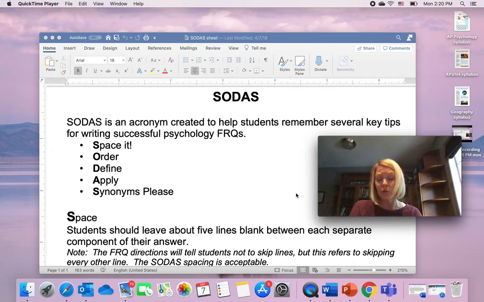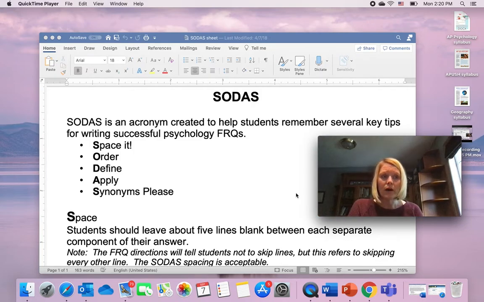But a couple of things that I wanted to get you through and remind you of before you get to Thursday. So SODA is an acronym. If you use SODA, that's great. At the very least, is how you need to do this. And for two reasons. One, I want you to get in the habit of answering an FRQ this way. So it becomes a habit in May.